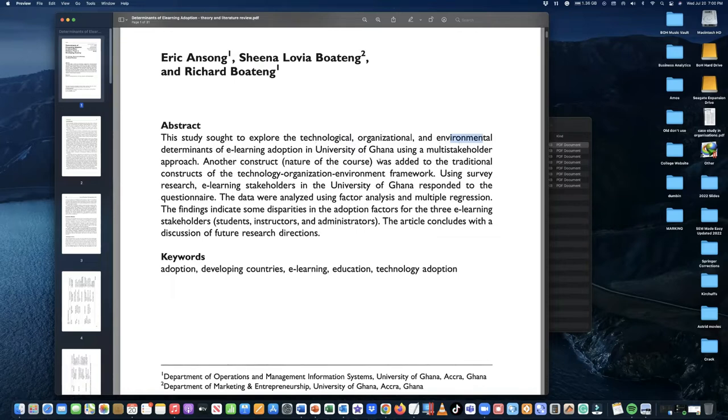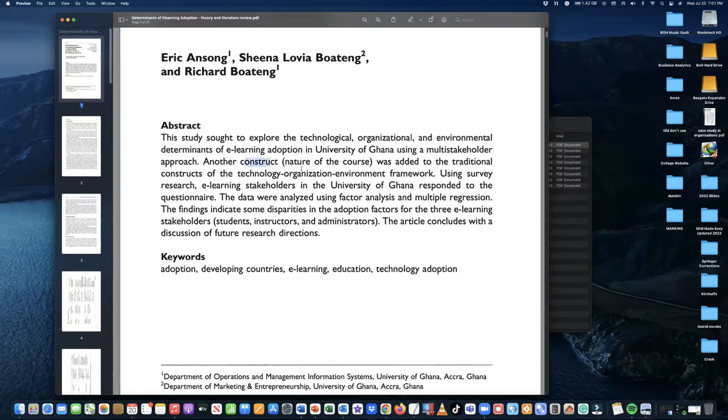Another construct, the nature of course, was also added to the traditional construct of the technology, organization, environment framework. So there's a framework. Now, later I'll explain what a framework is and what a theory is, what a model is, and all those things. I think today is not the day for that. Let's get the basics first. Then tomorrow or next time, we can look into those things.